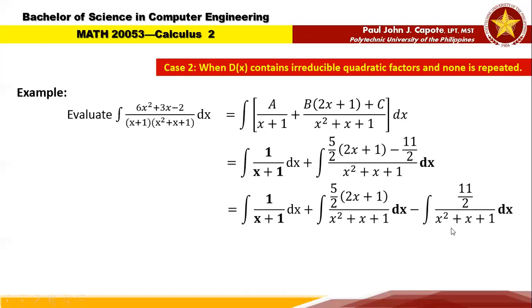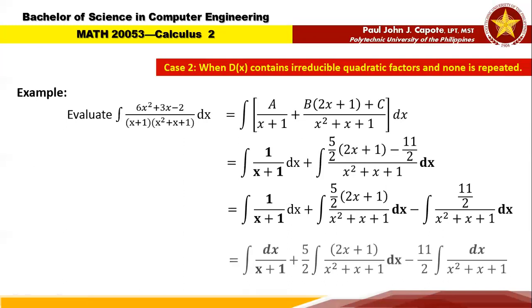Then we will apply integration of product. So we have the integral of dx over x plus 1, as 5 halves is the numerical factor in the numerator. We have 5 halves times the integral of the quantity 2x plus 1 all over x squared plus x plus 1 dx minus 11 halves times the integral of dx all over x squared plus x plus 1.